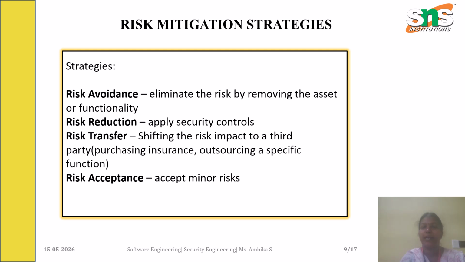Risk mitigation strategies include risk avoidance, risk reduction, risk transfer and risk acceptance. Risk avoidance is eliminating the risk by removing the asset or functionality. Next is risk reduction. Here we reduce the risk by applying security controls. Next is risk transfer. Here the risk is shifted to a third party, like purchasing insurance or outsourcing a specific function. Next is accepting the minor risk, which leads to risk acceptance.